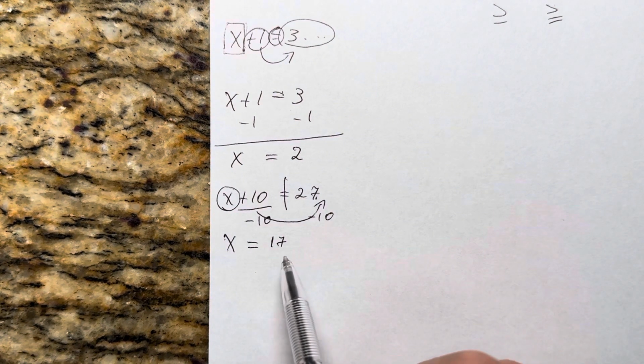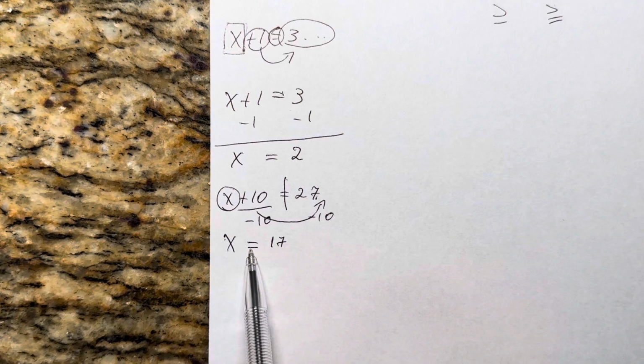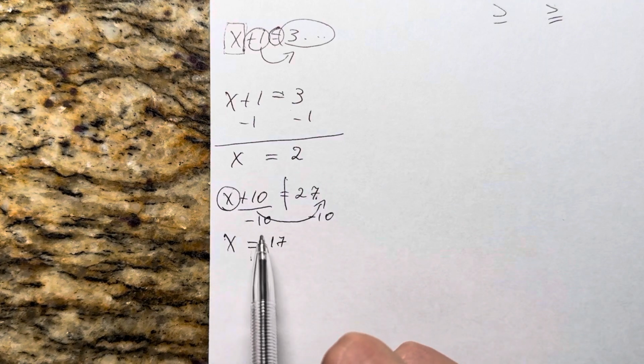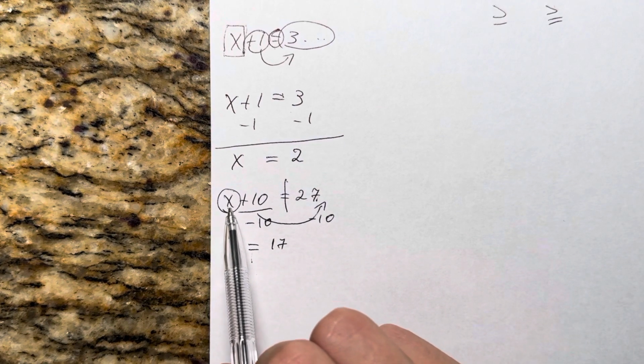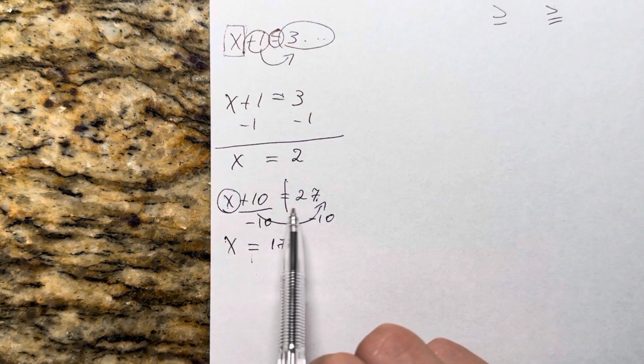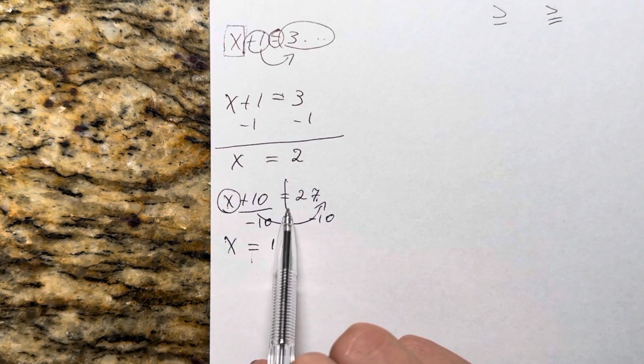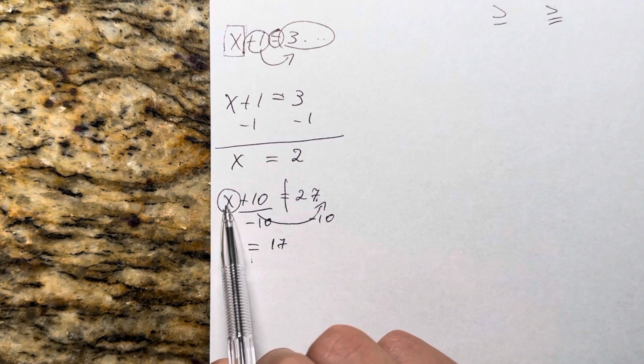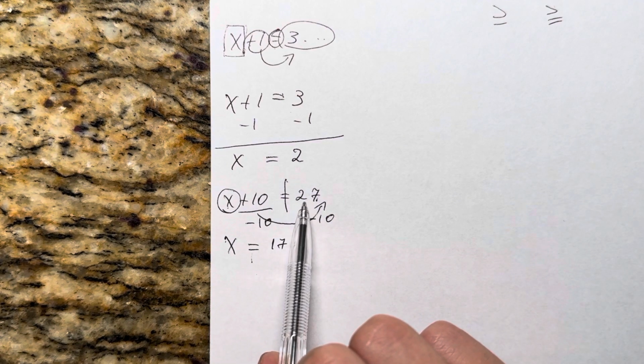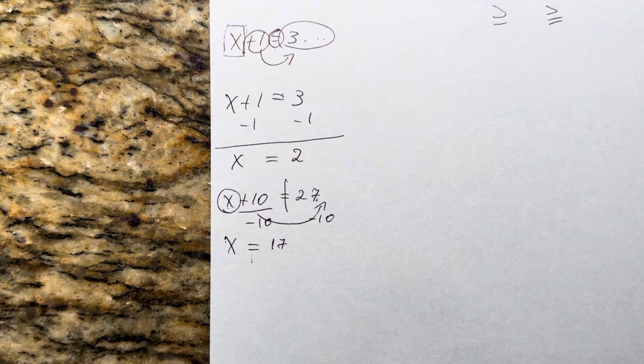So this is the only solution, the only way that this equation will be true is when x is 17. If x was not 17, like for example 5, the equation would not be true, right? We'll have 15 equal to 27, right? That is not correct.